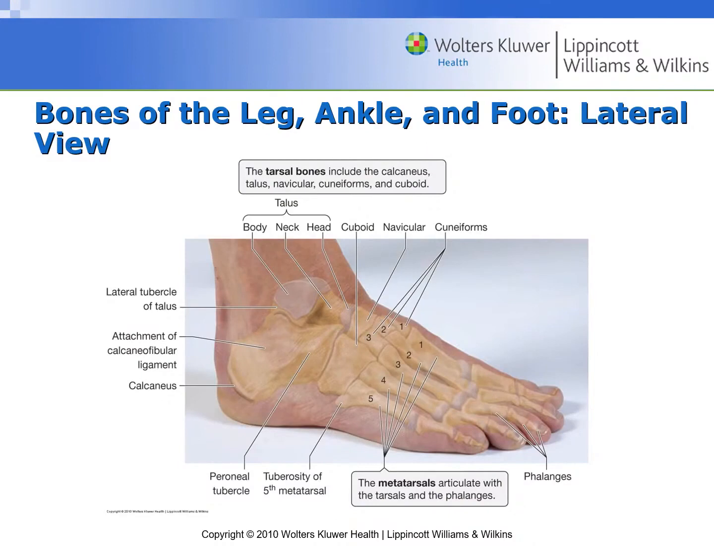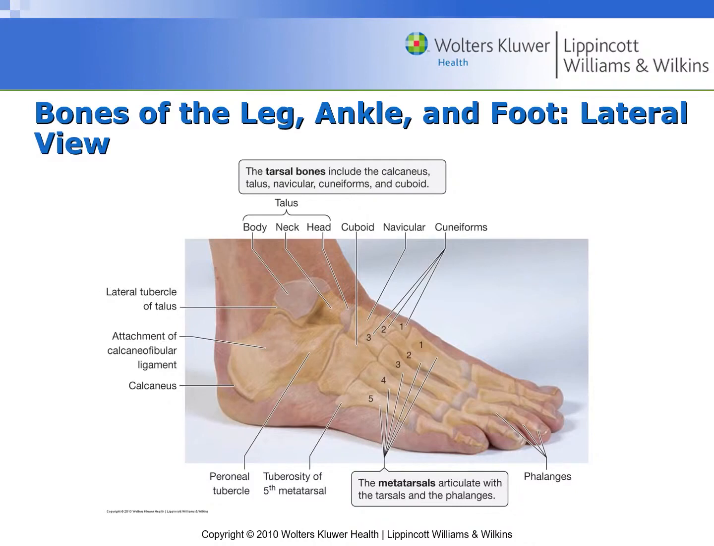Now let's look at the bones of the leg, ankle, and foot from a lateral view. The tarsal bones include the calcaneus, the talus, the navicular, the cuneiforms, and the cuboid. We see the talus, the body, the neck, and the head. We can also see the cuboid, the navicular, and we see the cuneiforms.